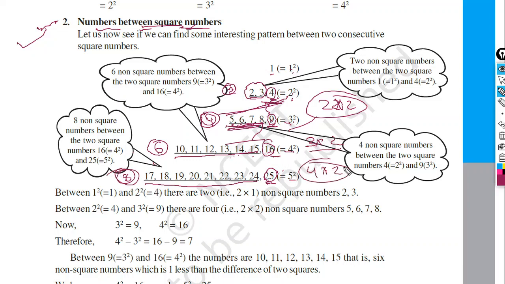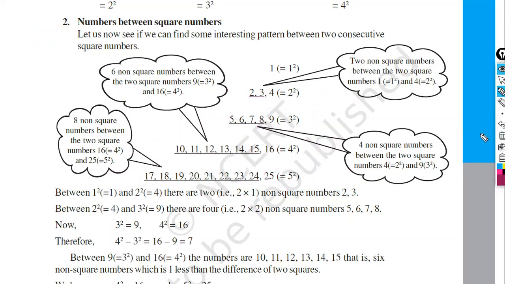Like this. Okay, we'll make a general rule for this. Suppose we have to find the numbers between 4 square and 5 square. So how can we find? We have to find 4 square, which equals 16, and 5 square, which equals 25.